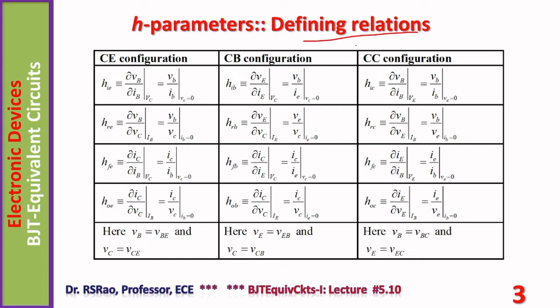Here are shown the defining relations. Hie, Hre, Hfe, Hoe. See, E is there in the subscripts. So it implies that these parameters pertain to common emitter configuration. In the second column, Hib, Hrb, Hfb, Hob are there. So these parameters represent values pertaining to CB configuration. In the third column, Hic, Hrc, Hfc, Hoc. Hic is input resistance, Hrc is reverse voltage gain, Hfc is forward current gain, Hoc is conductance, for common collector configuration. Actual definitions are given here for all the three configurations.